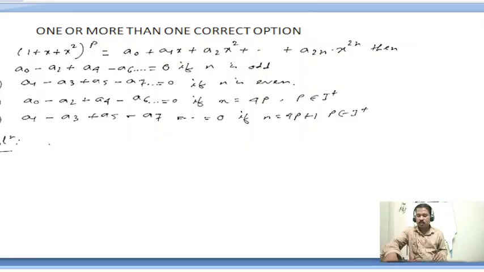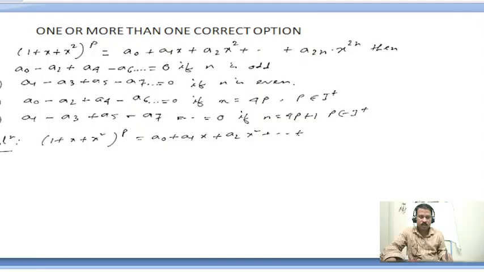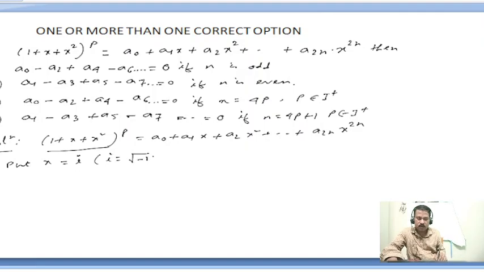First our question is (1 plus x square) whole to the power p, that is equals to a0 plus a1x plus a2x square and so on to a2n x to the power 2n. Now we put here x equals to iota. What is iota? Iota equals to square root of minus 1.